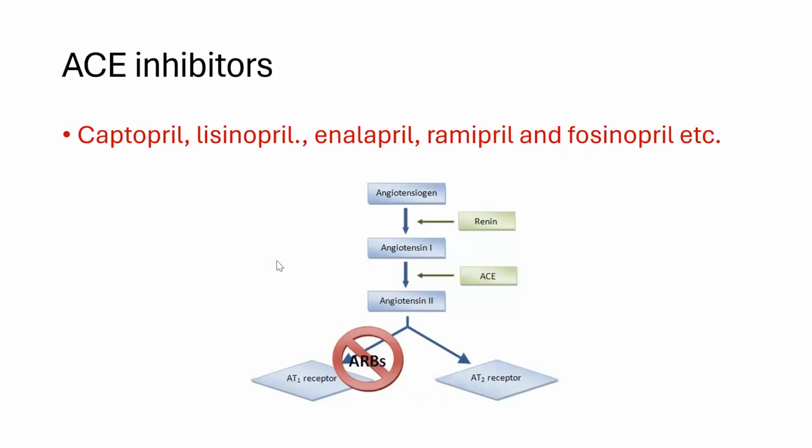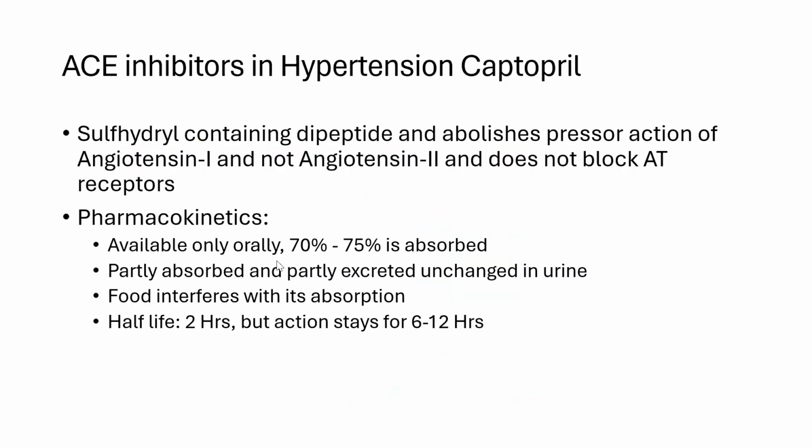and this is the mechanistic approach of the ACE inhibitor, showing where the ACE inhibitor acts, and where the AT1 antagonist acts. Among the ACE inhibitors in hypertension, captopril is a sulfhydryl containing dipeptide, and it abolishes the pressor actions of angiotensin 1 and not angiotensin 2; it does not block AT receptors, and these are the pharmacokinetics.